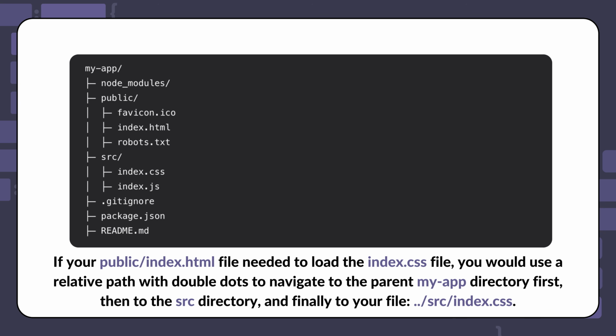If your public/index.html file needed to load the index.css file, you would use a relative path with double dots to navigate to the parent myapp directory first, then to the source directory, and finally to your file.